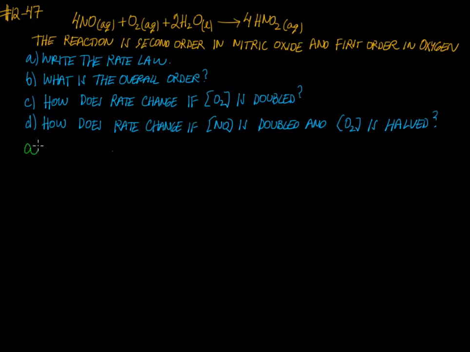So when it comes to the rate law, again, it has this general form. Rate is equal to K, a rate constant, times the concentration of each of the reactants that are aqueous or gases. So NO is nitric oxide, and it's second order, so we put a power 2 there. And oxygen is another reactant, and it's first order, so we put a 1 here. And water is a liquid here, so it's not aqueous and it's not a gas, so we don't include that in the rate expression here.